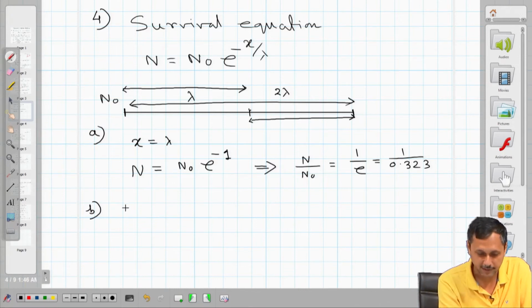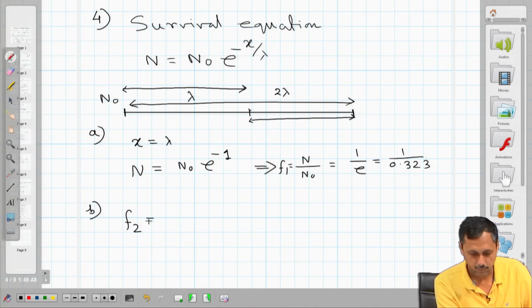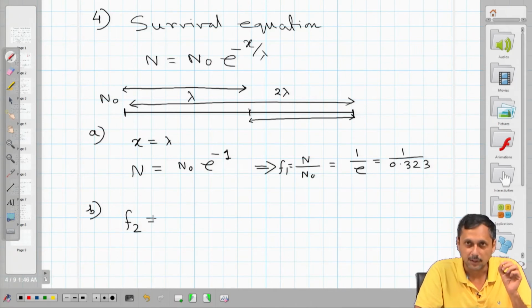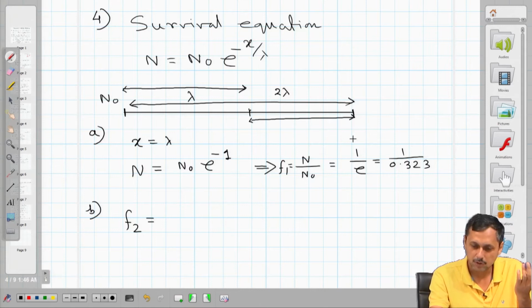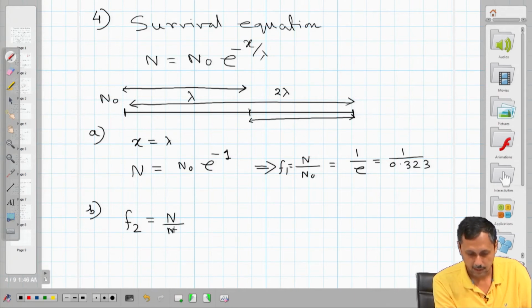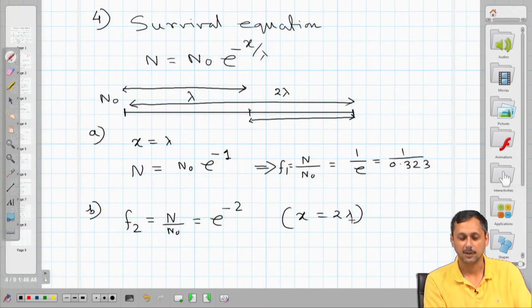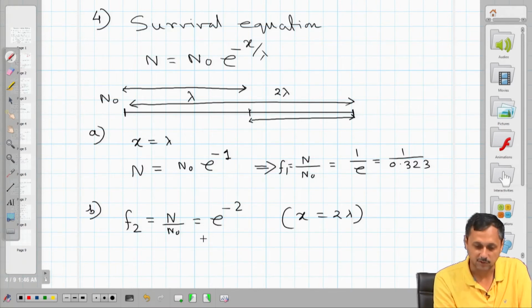Next, we compute another fraction, let us call it f1. Okay, let us compute f2, which is the number of molecules that will survive beyond a distance 2 lambda. So, f2 will be given by n by n0 equal to e to the power minus 2. So, basically we put x equal to 2 lambda, so this is 1 by e square.